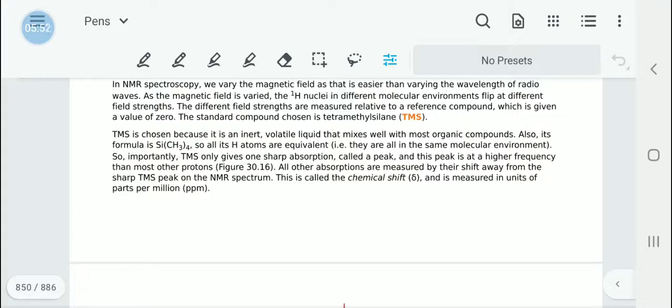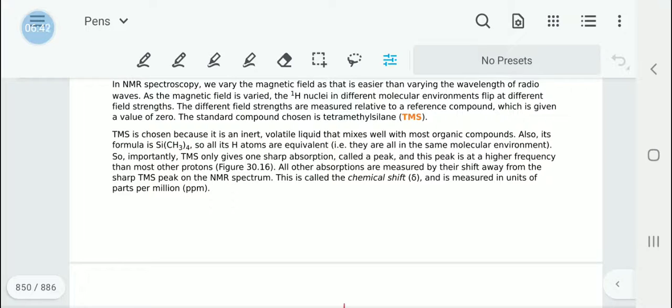Now its formula is Si(CH3)4. That means all of its hydrogen atoms are equivalent, that is, they are in the same molecular environment, because for one silicon atom there are 4 CH3 groups joined, and for each carbon there are 3 hydrogens joined. So they have the same molecular environment. Because of this, TMS will give only one single sharp absorption, called a peak. In comparison to most other protons, this is going to be at a higher frequency.